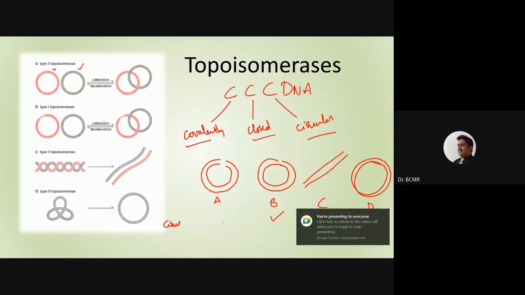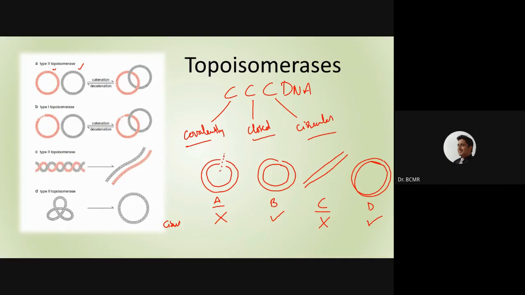So is molecule A circular? No, it is not circular. If you see carefully, there is no difference between A and C. I only arranged it in a circular way, but it's actually not a circular one because there is a gap here. Second thing is closed. Because we already said A and C are not circular, we will eliminate them. Which one is closed? This is not closed. There is a nick. And this one is closed.